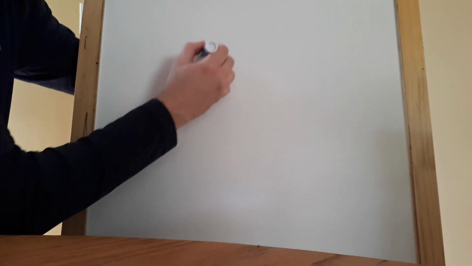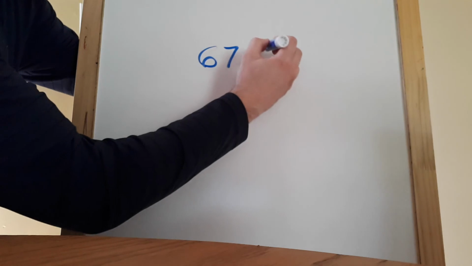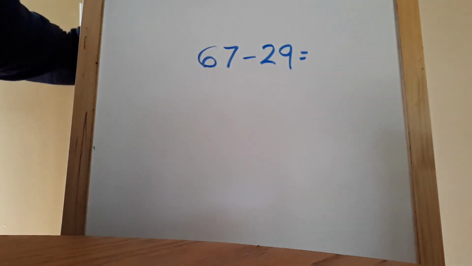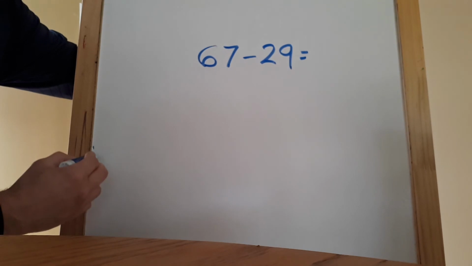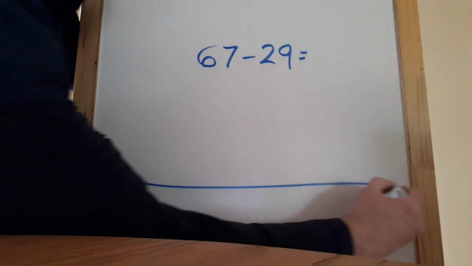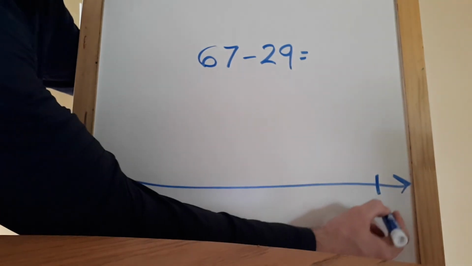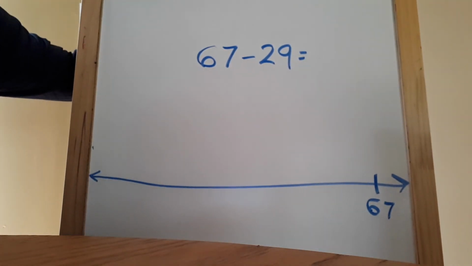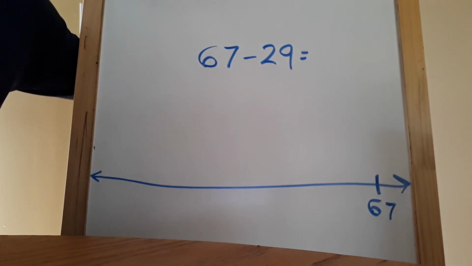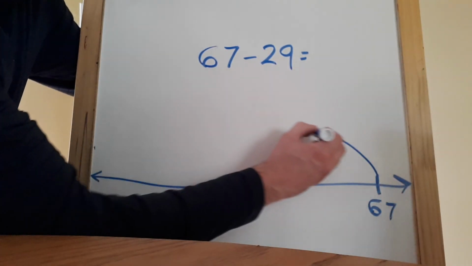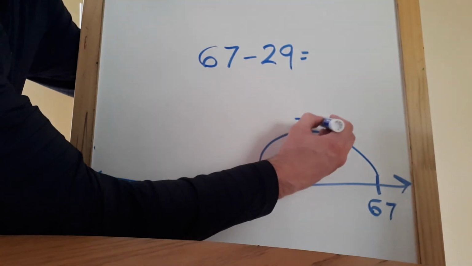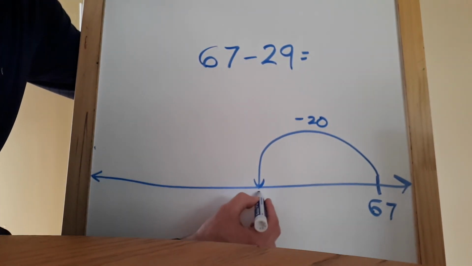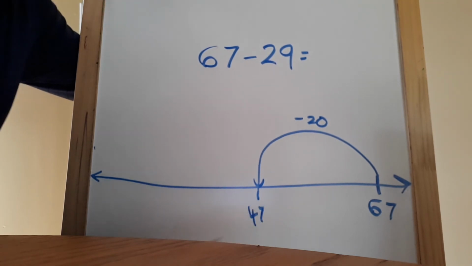How about 67 minus 29. Okay, so again, I'm going to use an open number line. I'm putting my tick mark over here, and it's going to be 67. Okay, again, from lots of practice, I know that 60 minus 20 is 40. So 67 minus 20 must be 47. Going to make a jump of minus 20. That takes me to 47.